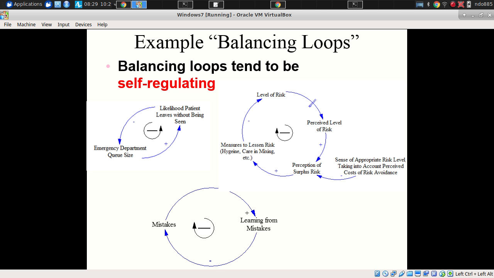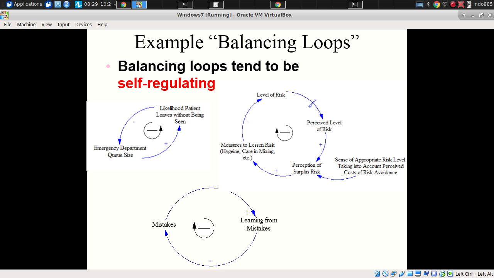But it's very useful when reasoning about the loop polarity to think about the whole thing as a cascading series of changes. So the ED queue size goes up. There are more people in the queue. That will tend to increase the likelihood that a patient will balk, will leave, bug out of there, right? And that will tend to decrease the emergency queue size, right? You think through the whole thing.